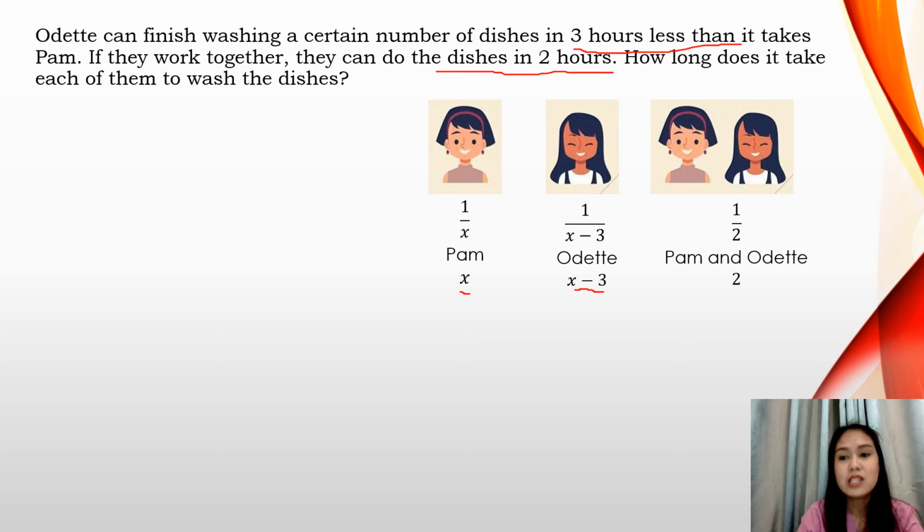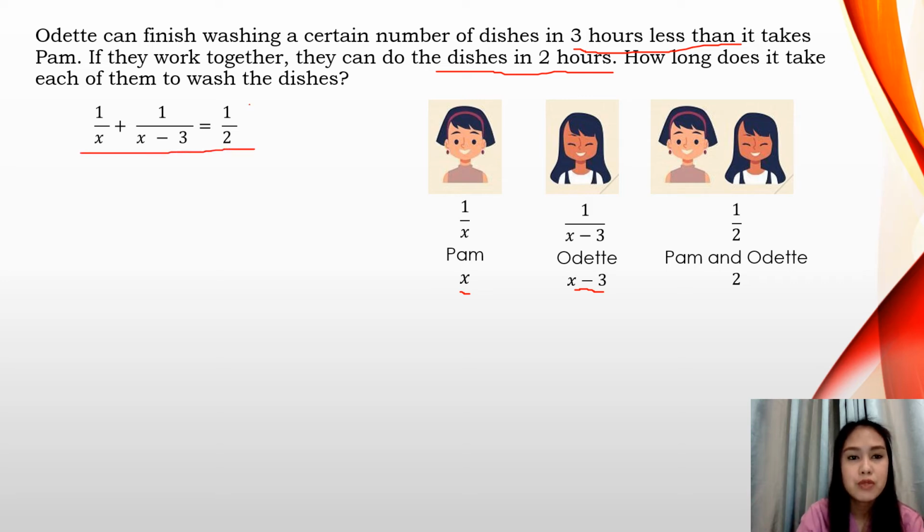Now we can use this in a mathematical equation. On the left side of the equation is the two work done represented with Pam and Odette. So that is 1 over x for Pam and 1 over x minus 3 for Odette. And that would be equal to also one work done with Pam and Odette in 2 hours. Now, this is a little bit familiar to us because this is what we have discussed last week, transforming rational equation to quadratic equation.